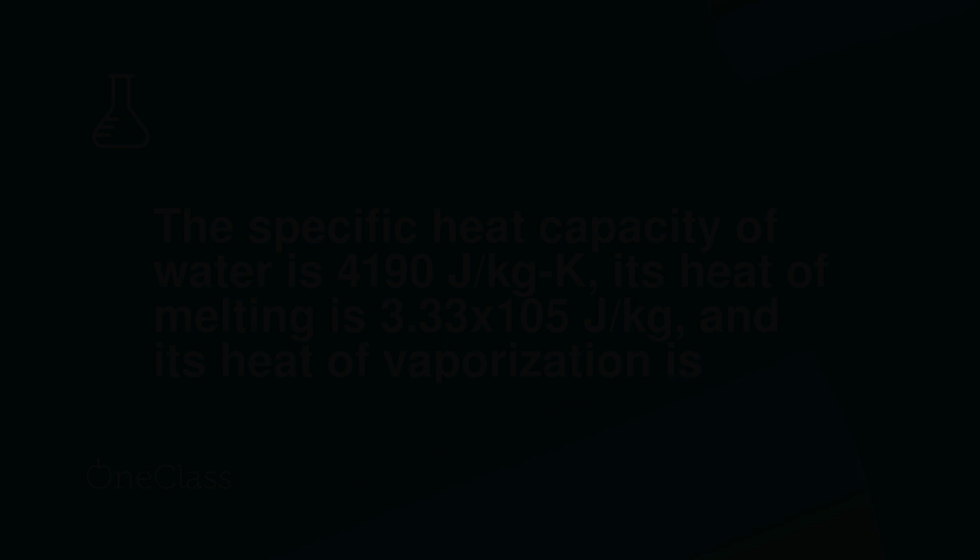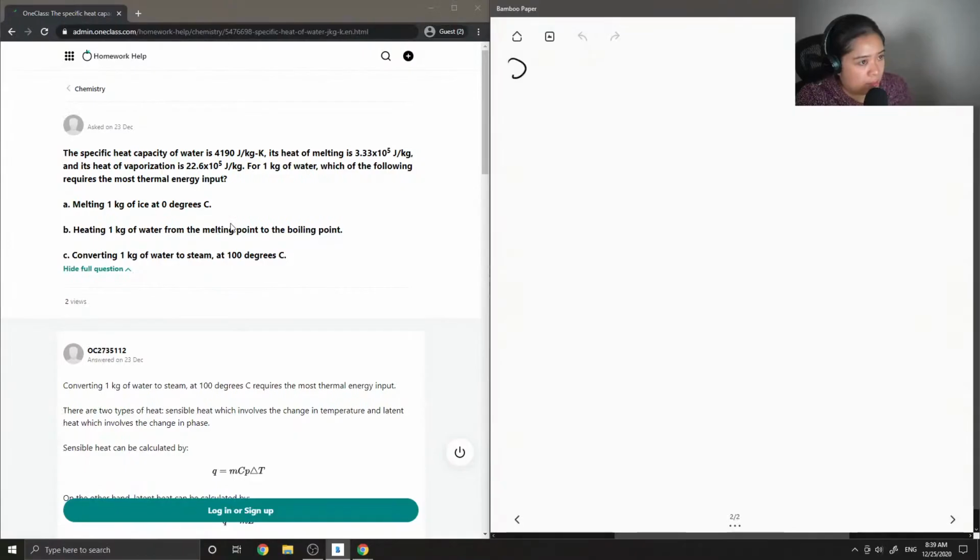Okay, so question 2. The specific heat capacity of water is 4,190 joules per kilogram times Kelvin. Its heat of melting is 3.33 times 10 to the 5 joules per kilogram, and its heat of vaporization is 22.6 times 10 to the 5 joules per kilogram. For 1 kilogram of water, which of the following requires the most thermal energy input?